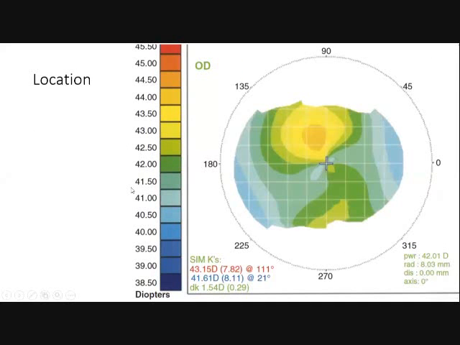Okay, so the next one, what about this cone? Where is the apex? So superiorly, the apex lies superiorly. In this case, it is lying superiorly, but in most of the cases, it is inferior or infrocentral. The superior one is only 17% of the cases. So keratoconus cone can lie at any location, but usually it is close to the central position.